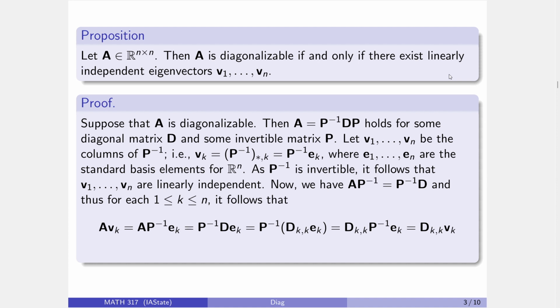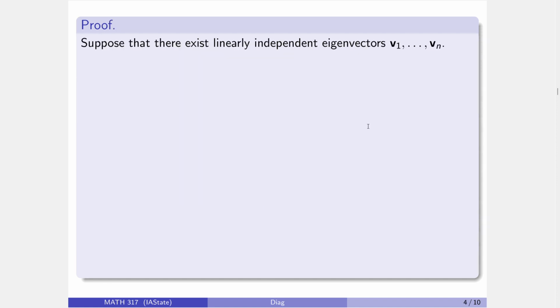Now, the other direction is not bad. It's a little bit more involved than the forward direction here, but the same idea is going to go down. If I have enough eigenvectors, well, the proof here just revealed that the P inverse matrix has to consist of the eigenvectors, and the D has to consist of the eigenvalues. So let's say we have linearly independent eigenvectors v1 to vn.